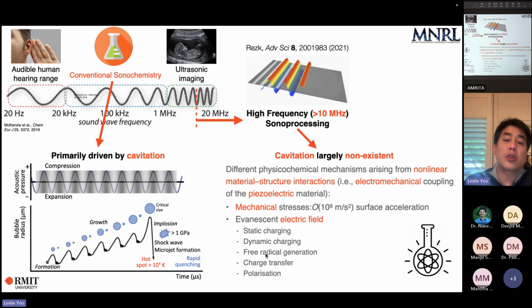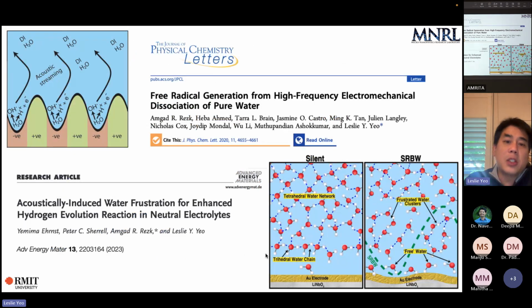We can do charge transfer, we can do polarization, and it's all non-linear because it happens at about 10 megahertz, or 10 million times a second. So you don't have time to charge up or discharge the double layer fully, right? So much so that we can generate free radicals in and dissociate pure water. We can split water and generate free radicals without cavitation.